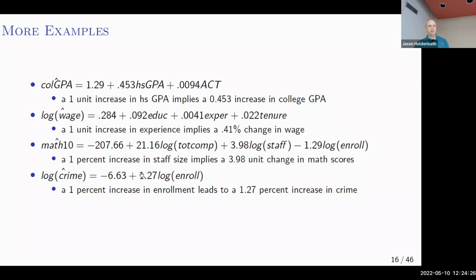And then finally, you could have a log-log model where you were trying to maybe estimate crime on a college campus, and you think it's a function of enrollment. So the bigger college has more crime. Kind of a statement there. But anyway, that would be a 1% increase in enrollment here leads to a 1.27% increase in crime. So that is a lot of different ways of dealing with things.